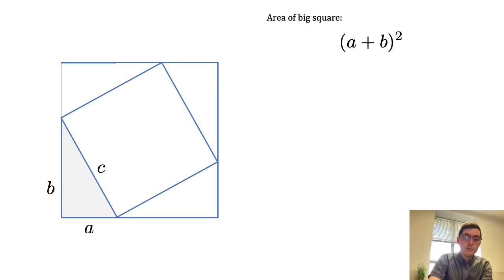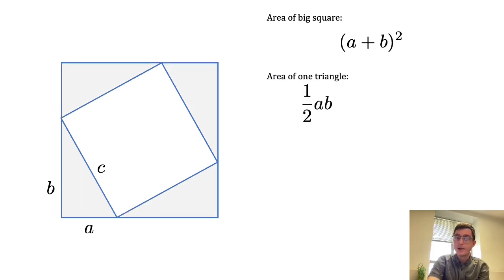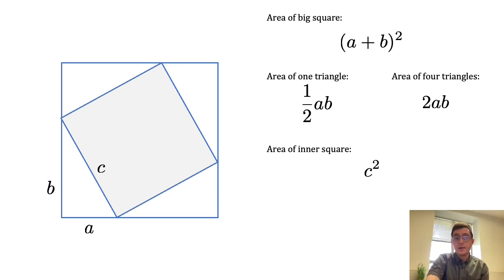Now, what if we want the area of just one of these triangles? Well, if you remember from geometry, 1/2 times the two legs is the area of a triangle. And so we have 1/2 times a times b. Now, if we want all four triangles, we do 4 times 1/2 times a times b, which is 2 times a times b. Now, if we want the area of the center square, it's very simple because c is its leg, and so c times c, or c squared, is the area of the inner square.